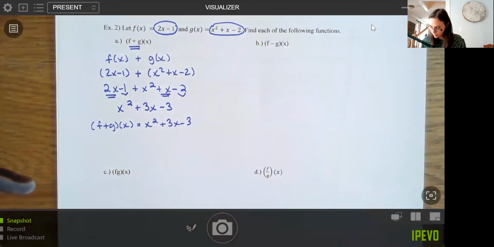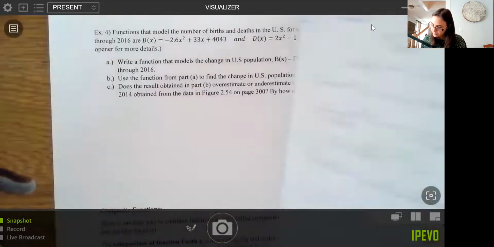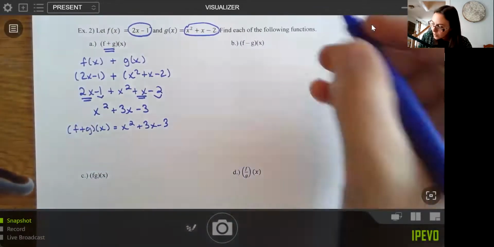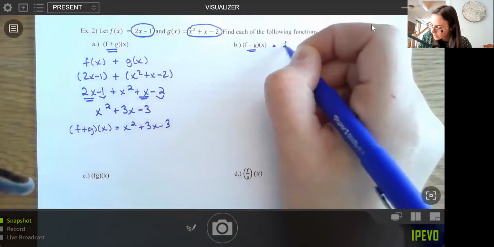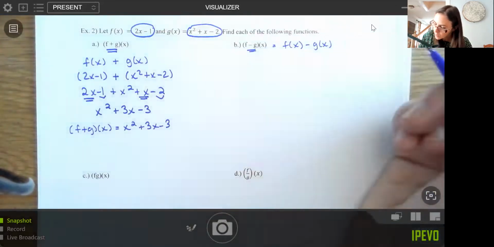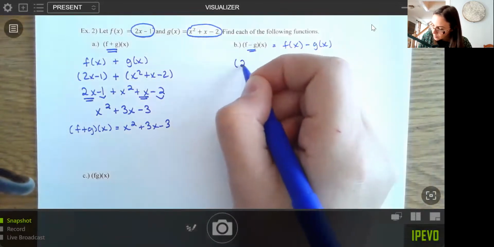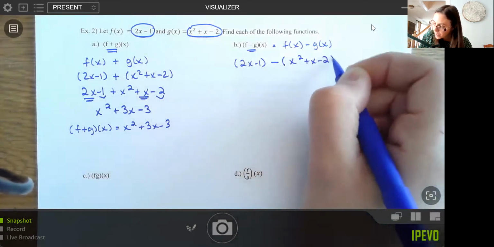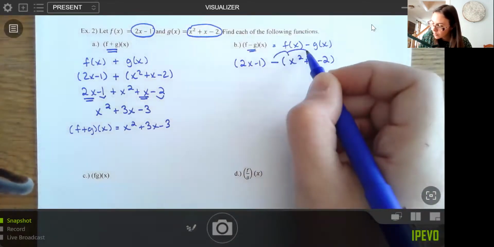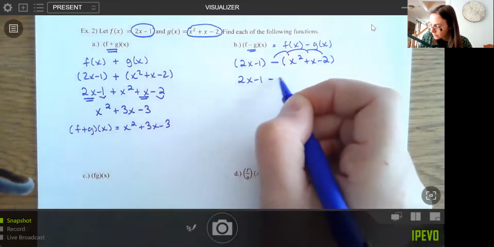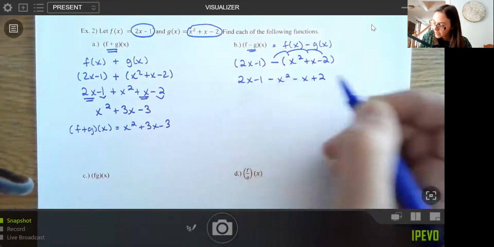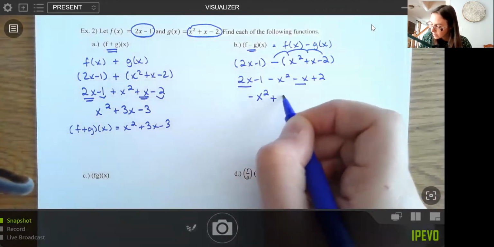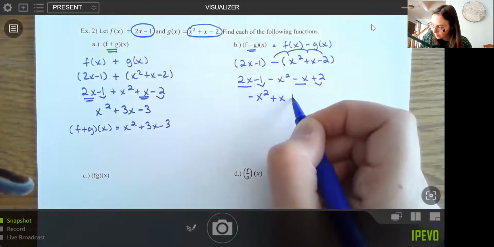All right, let's do the next one here. Here we have subtraction. So you're just going to go ahead and subtract those two functions. So my f function is 2x minus 1, and my g function is x squared plus x minus 2. Here I do have a subtraction, so I am going to have to distribute here. And then I'm going to combine like terms. So I have negative x squared, 2x minus x is plus x, minus 2 plus 2 is plus 1.